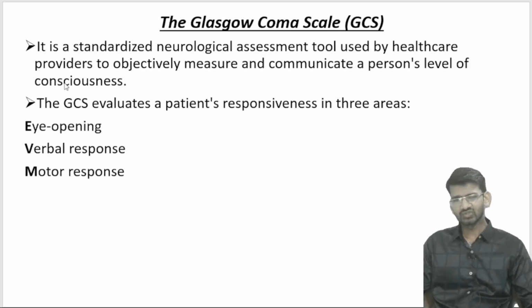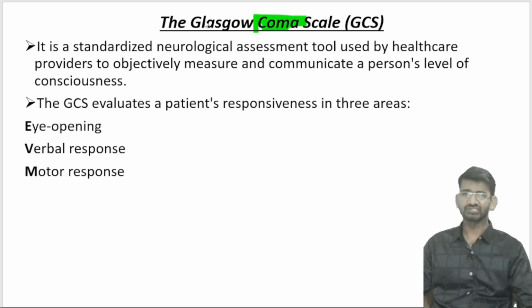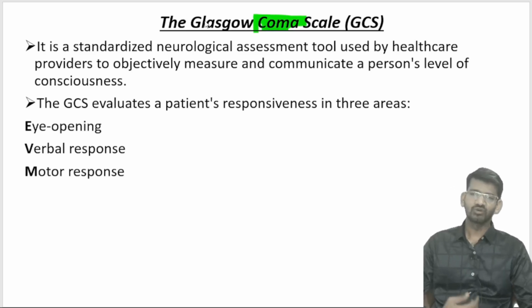So here, the Glasgow Coma Scale. The name itself indicates: Glasgow is the place, and coma means it is related to the level of consciousness. Coma stands for where the patient is not aware of himself and the surrounding environment for a longer period. Then we usually consider it as a coma or comatose state. Scale, as I told, means some numerical value is given for the parameters that we assess.